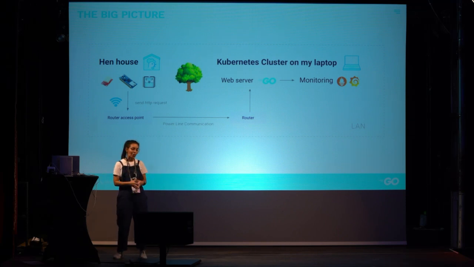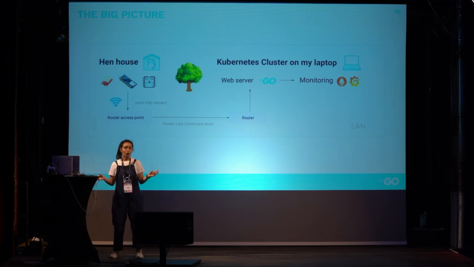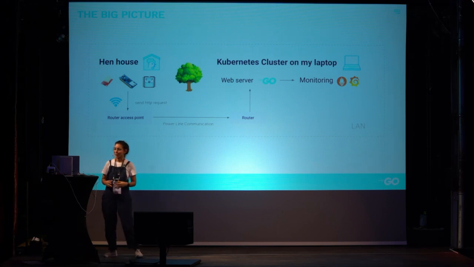So I added a router access point. My Arduino is connected to it, and I have another router at home, the basic one with Wi-Fi. The two routers are communicating through a power line. So currently, I have a long cable along the garden, which is not very easy or practical.